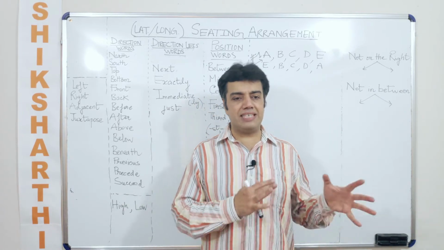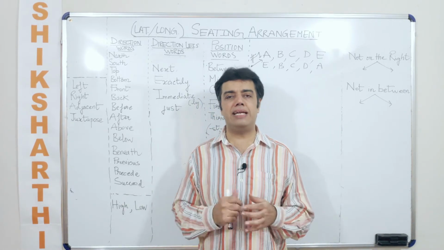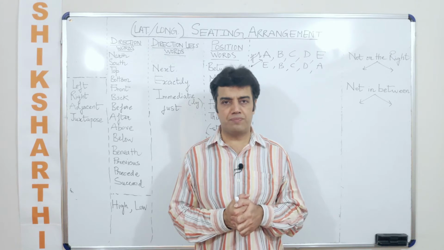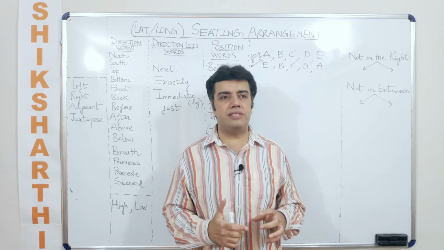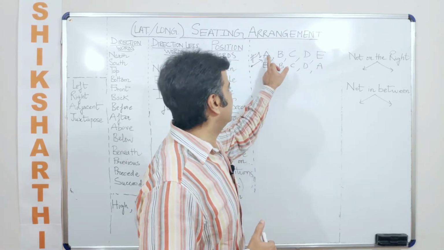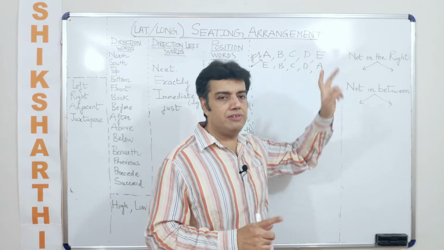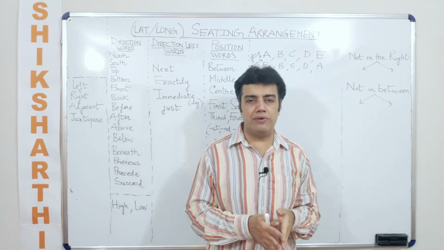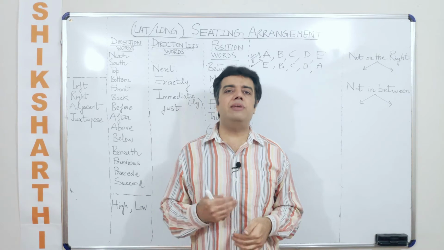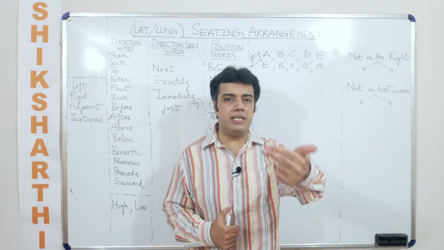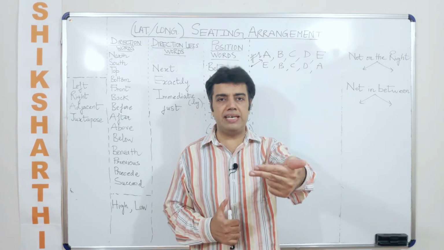The second case is such that A and E are standing at the extreme positions. Now instead of using a word like extreme left or extreme right, which we would have used in the case of a lateral arrangement, here we will be talking about front and back, extreme front, extreme back.